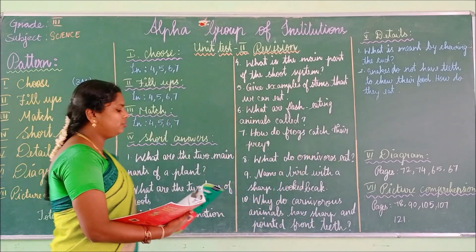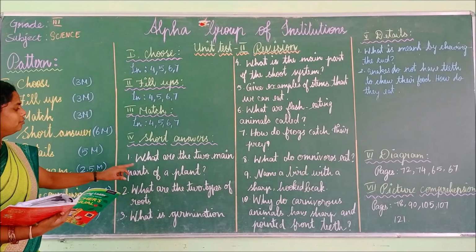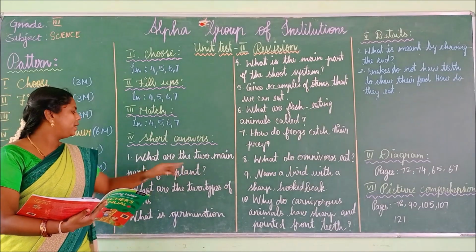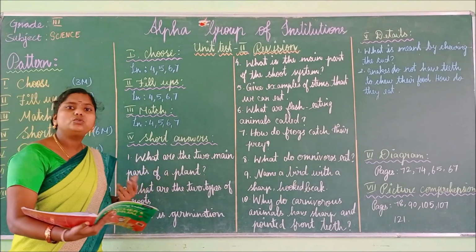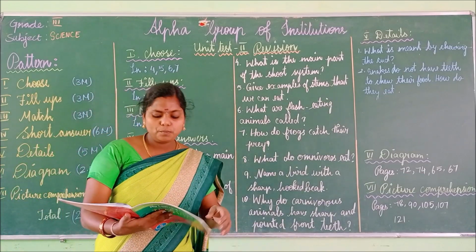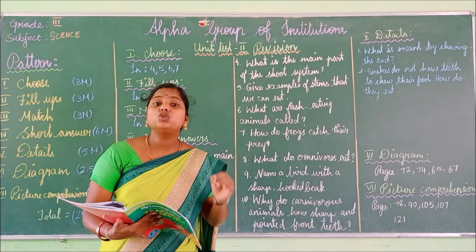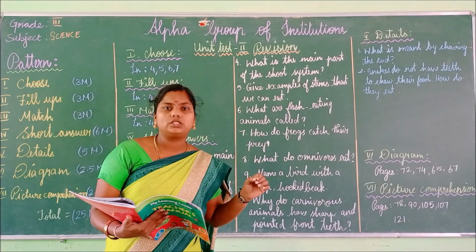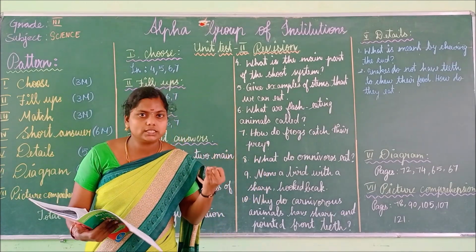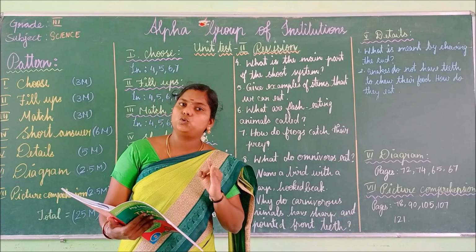From your lesson number 4, we will recap first. Here, first one. What are the 2 main parts of a plant? The 2 main parts of the plant are the shoot system and the root system. The first one is shoot system and the next one is root system.